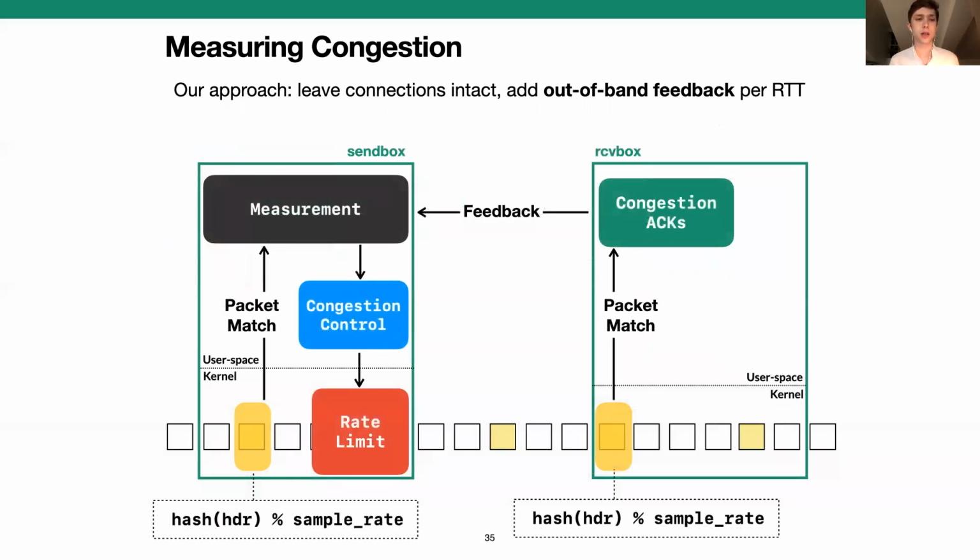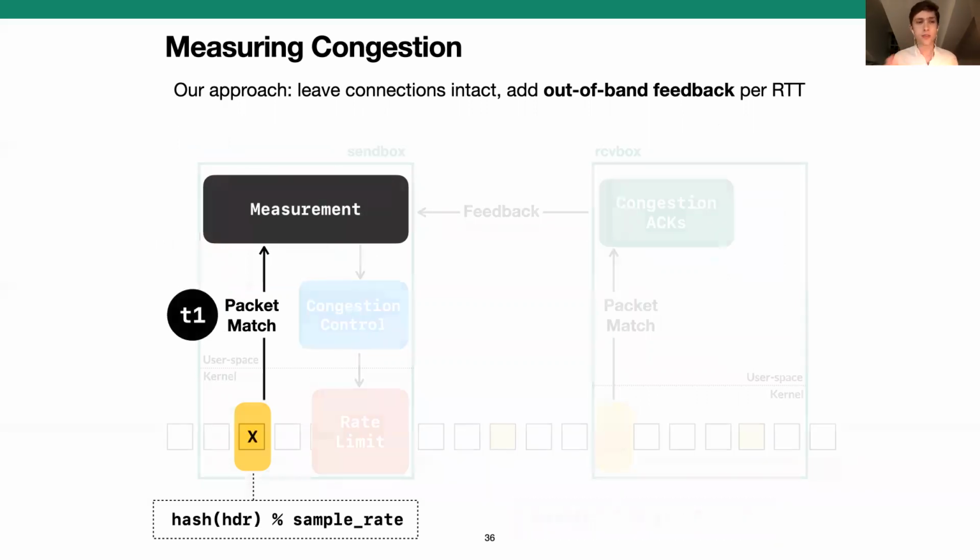Now, the bottom of each box here represents the data path, which observes a stream of all the packets from all flows in the bundle. And then the top box represents the control plane, which is off of the data path in user space. Now, for each packet that flows through the sendbox, it hashes the set of header fields that we talked about earlier. And whenever this hash is a multiple of the desired sampling rate, it stores some information about that packet in the control plane. So for example, the time the packet was sent. So let's call this packet we just found X for now. And let's suppose that it was sent at time T1.